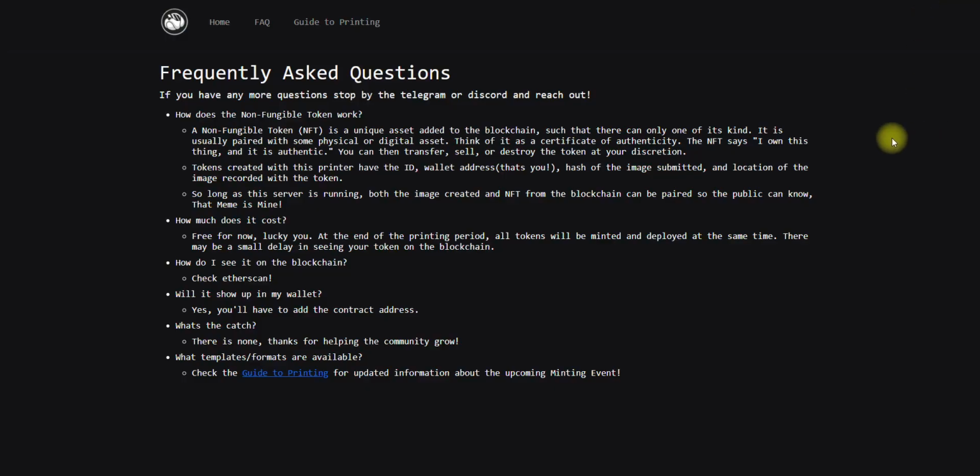So here we are on the frequently asked questions on hogemint.com. This is the link where you go to the NFT part of their website. We went over this. There's a contract address for the NFT stored on the blockchain. They got some links here, guide to printing. Like I just said, tokens created with this printer have the ID, wallet address, that's you, hash of the image submitted, and location of the image recorded with the token.